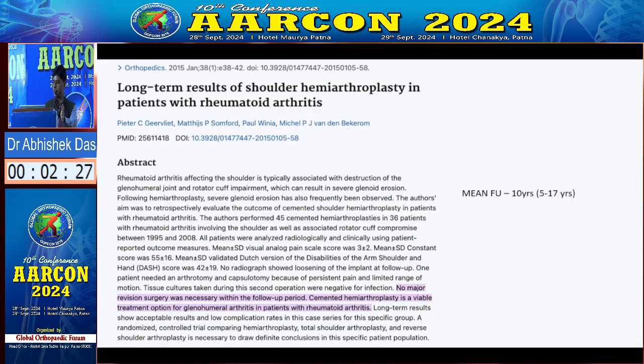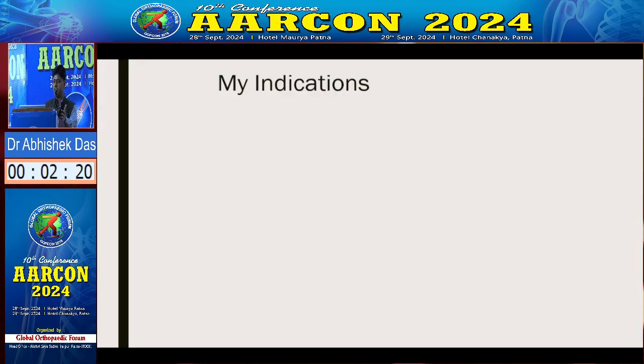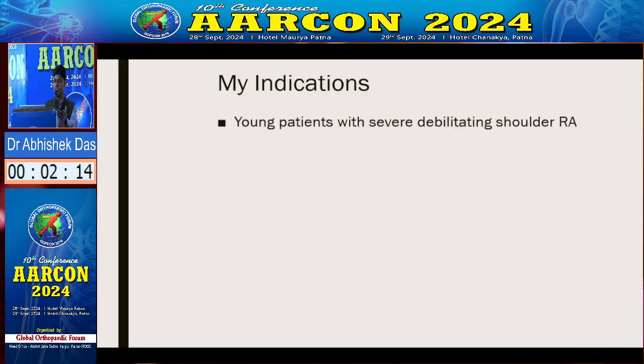the mean follow-up was 10 years. Mean implant survival rate is still debatable. It's only about 4 to 5 years. So in essence, what are my indications? Where do I prefer hemiarthroplasty, if at all I do it? Young patients with severe debilitating shoulder rheumatoid arthritis. Young, we need to define based on our practice.